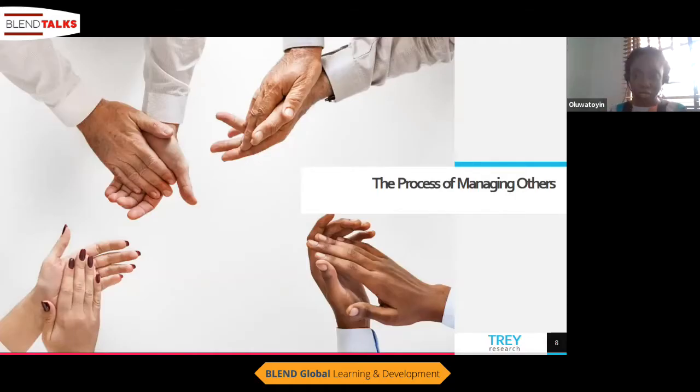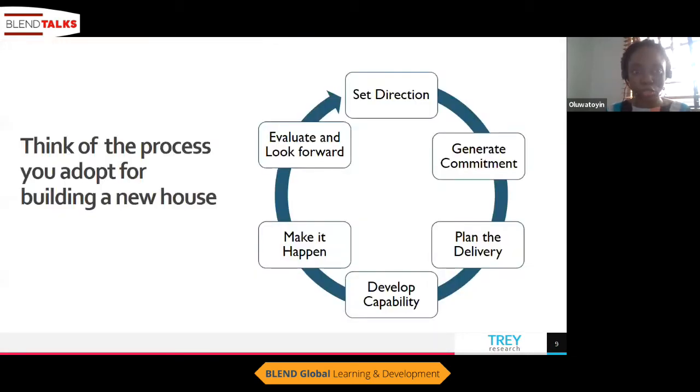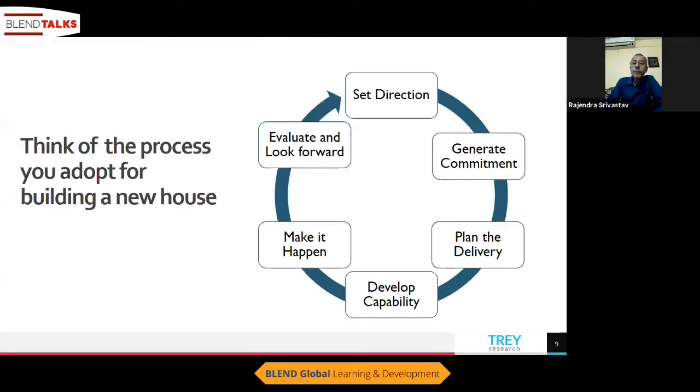What is the process for managing other people? How do you do it? What strategy can you use? Again, I like to use an illustration here, which is when you want to build a house.